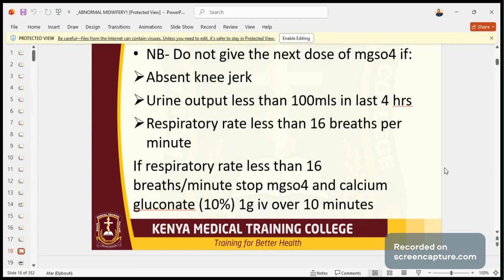Very important: do not give the next dose of magnesium if there is an absent knee jerk, urine output less than 100 mL in the last 4 hours, or respiratory rate less than 16 breaths per minute. So the next dose of magnesium is not given when the patellar reflex is absent, there is no knee jerk, the urine output is less than 100 mL in the last 4 hours, and also when the respiratory rate is less than 16 breaths per minute. If the respiratory rate is less than 16 breaths per minute, stop and give calcium gluconate.